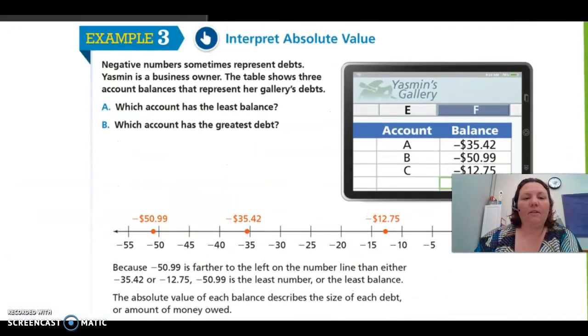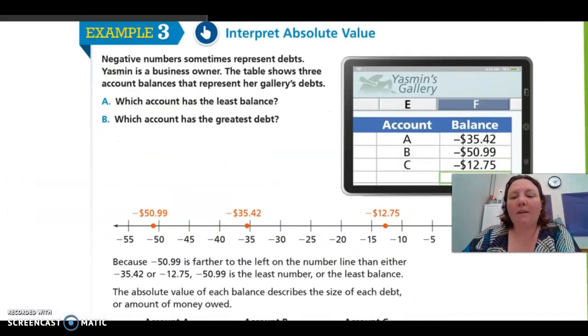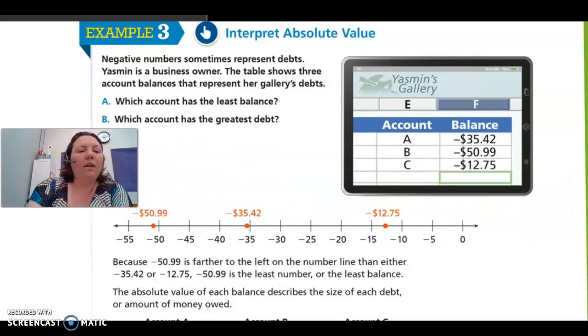And here we can look at another example connecting back to our solve and discuss from earlier. Negative numbers sometimes represent debt. Yasmin is a business owner. The table shows 3 account balances that represent her gallery's debts. Which account has the least balance? Which account has the greatest balance?